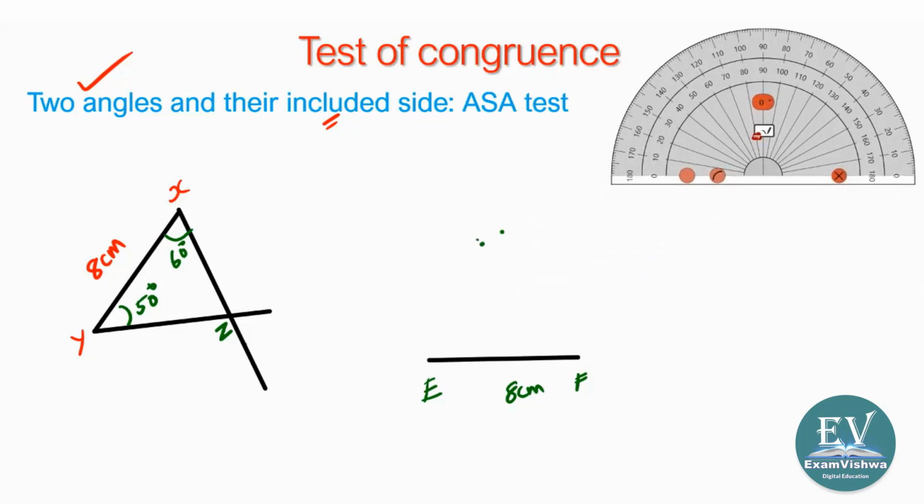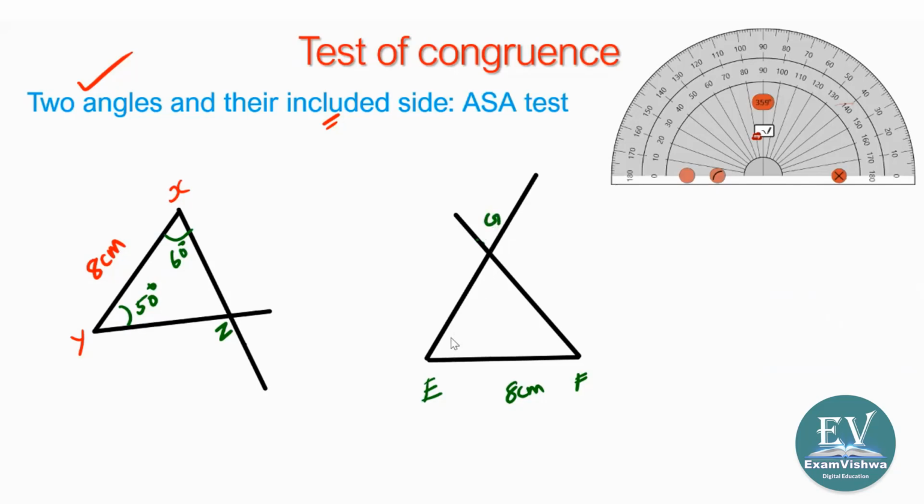Now, as earlier I did, from here through 60 degree marking, through here, okay, and another 50 degree through here. So now I got a triangle, and I can write this as EFG, suppose.